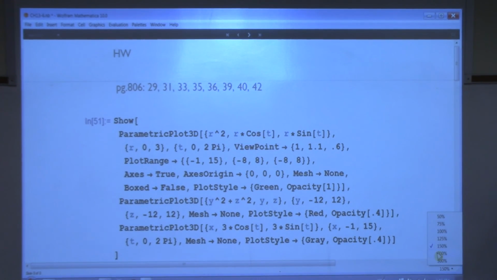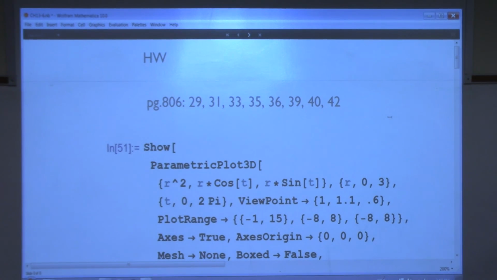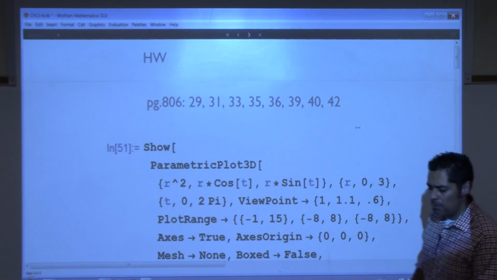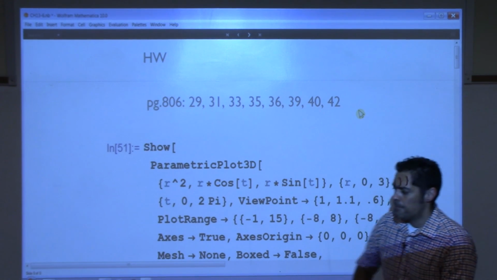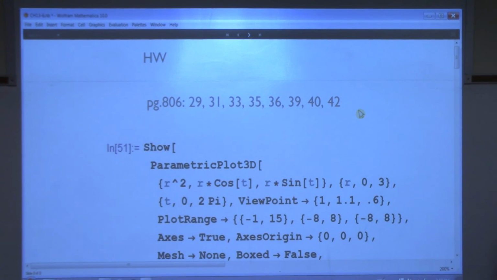So I know we're out of time, but just to give you an idea, we're done with 13.6. 13.7 is probably going to take us all of next class and probably part of next week's class to get through. 13.7 is the last big, heavy section.